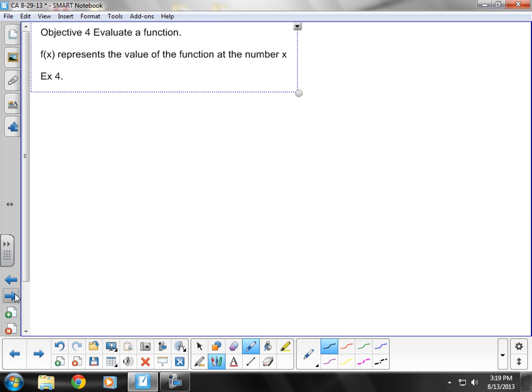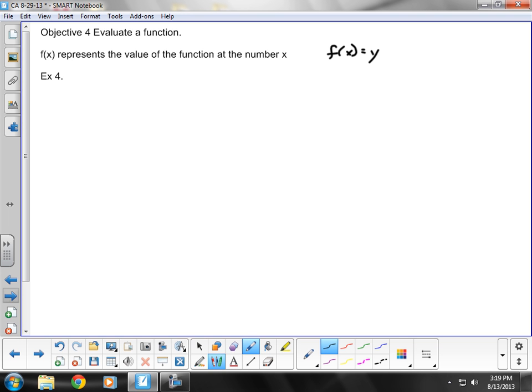Now we've got objective 4. Objective 4 is talking about how to evaluate a function. And we need function notation here. Remember, f of x represents the value of the function at the number x. So in other words, f of x is really the same thing as the y that we've always had before. f of x is the value of that second piece of our ordered pair.